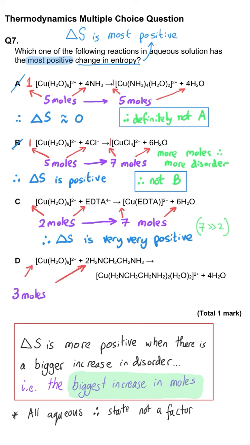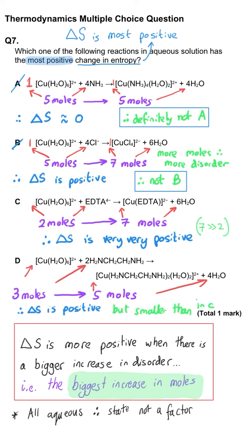In D, we've got 3 on the left and we've got 5 on the right. So this will again be an increase in entropy, but not as big as in C. We've got the biggest difference in number of molecules on the left compared to the right in C, and so C will have the most positive entropy change.